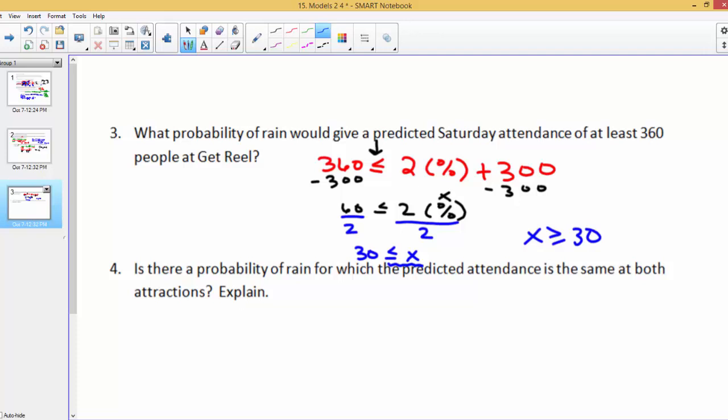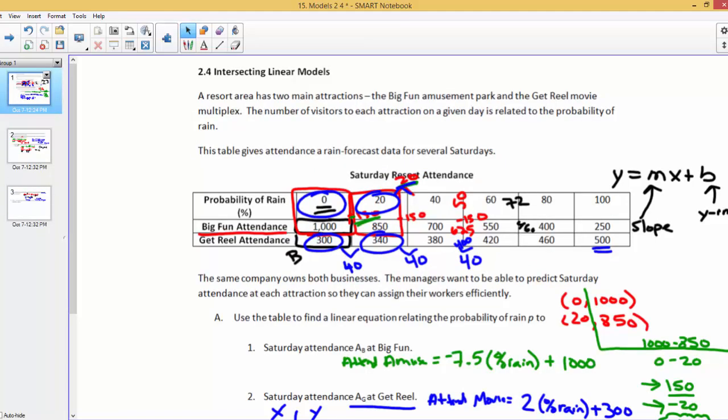That means the percent of rain is 30 or higher to have at least 360. And then again, if you just want to check your table to make sure that makes sense, 30 giving you at least 360, and that does.